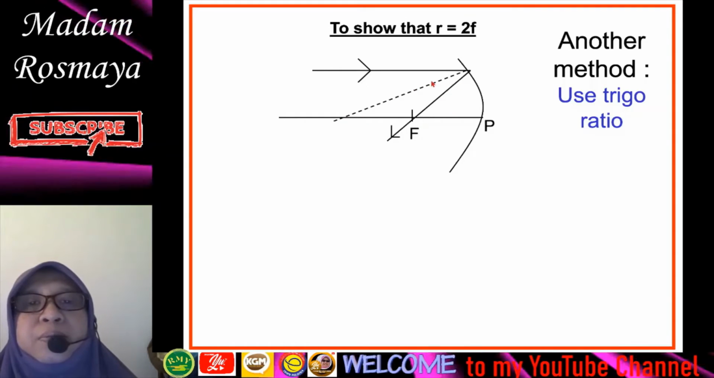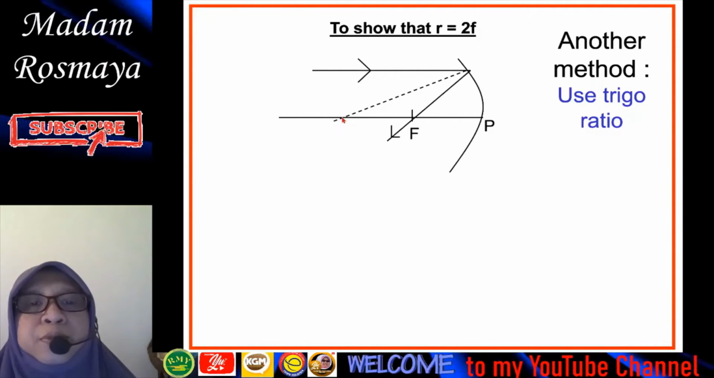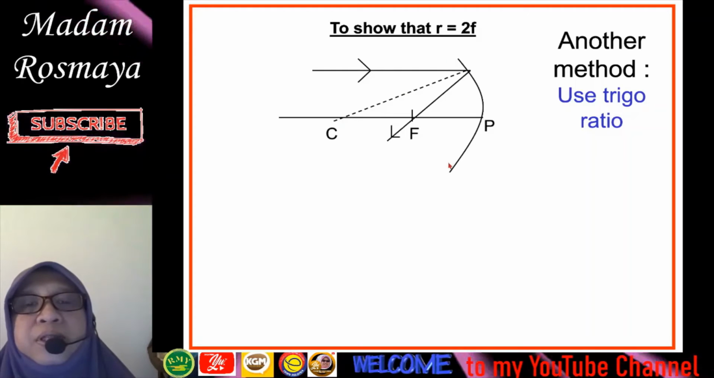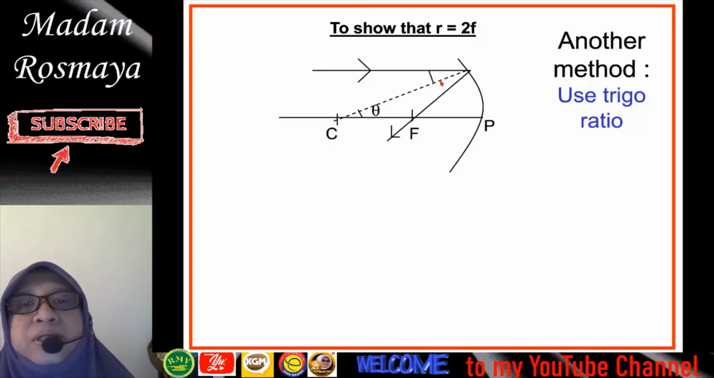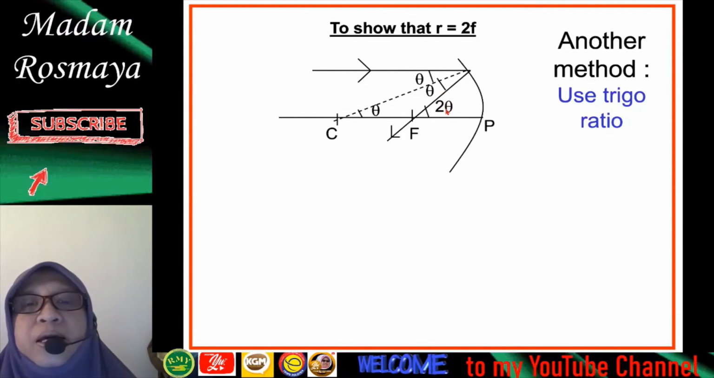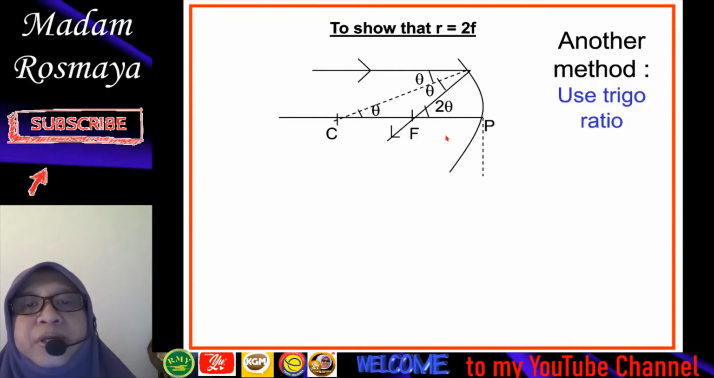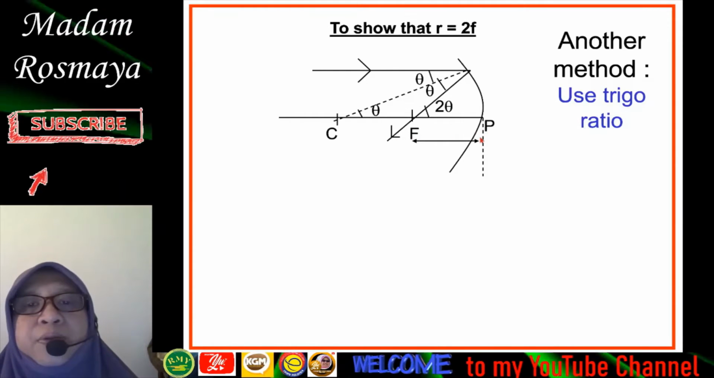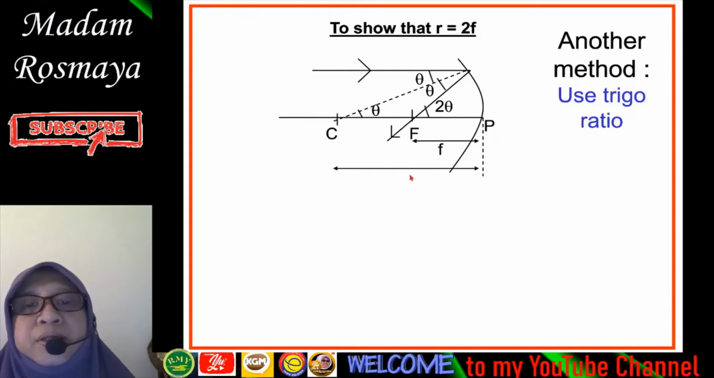Okay, this is the normal. The line comes from the center of curvature. The angle here is theta, here also theta, and here is 2 theta. Then F to P is the focal length, and C to P is the radius of curvature.